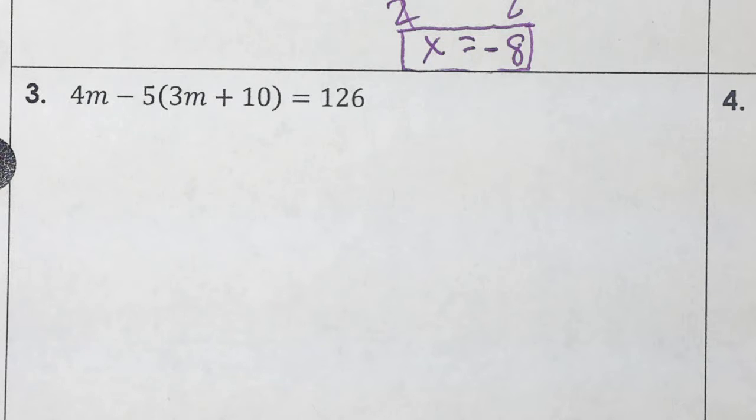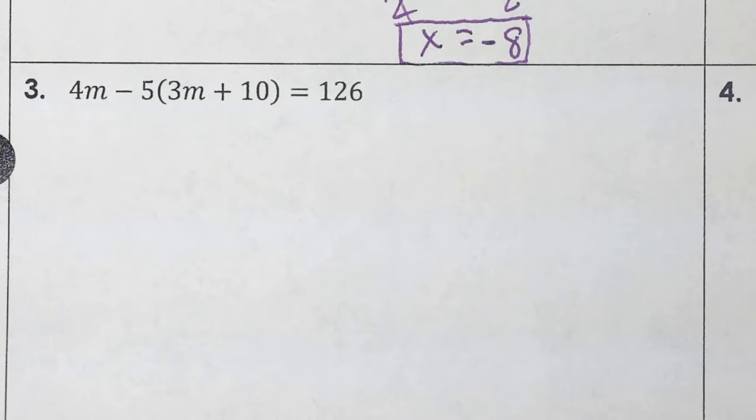Try number 3 without me. And this one you should notice that you got distribution, then you have to combine like terms. You cannot combine like terms before you distribute. Do the distribution first, write it, then combine like terms and solve.